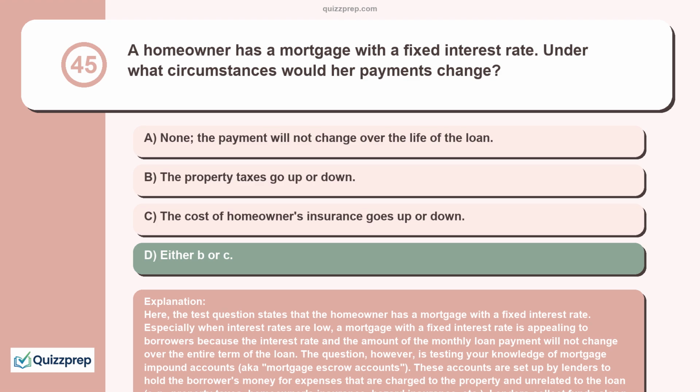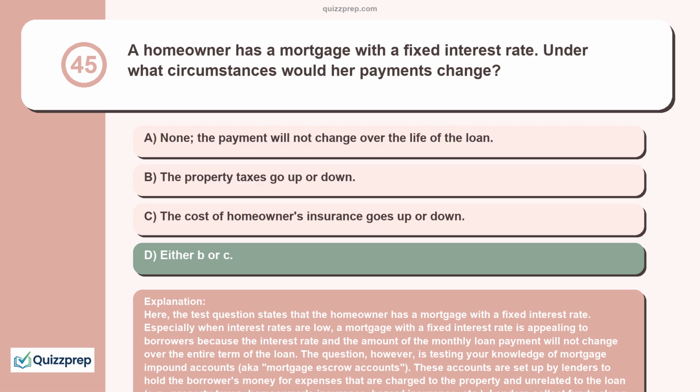The question, however, is testing your knowledge of mortgage impound accounts, aka mortgage escrow accounts. These accounts are set up by lenders to hold the borrower's money for expenses that are charged to the property and unrelated to the loan, for example, property taxes, homeowner's insurance, hazard insurance, etc. Lenders collect funds along with the borrower's mortgage payment to ensure that property taxes and insurance premiums are paid. Because the amount of these property-related expenses can change over time, the monthly payment due the lender might vary, even when the loan itself has a fixed interest rate.